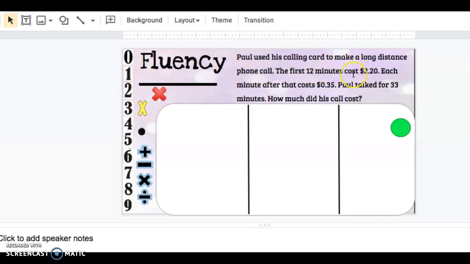The first 12 minutes cost $2.20. Each minute after that cost 35 cents. Paul talked for 33 minutes. How much did his call cost?